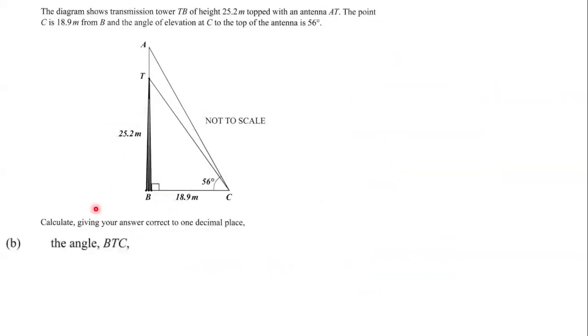Next, the question wants us to determine the angle BTC. And so we have B, we have T, and we have C, the angle BTC. So they say, calculate, giving your answer correct to 1 decimal place, the angle BTC. So we're really focusing on the angle in the middle, right? We're focusing on this angle right here. So we're zeroing in on this angle. So B, T, and C. So we're focusing on this angle, and we're looking at this particular right angle triangle.